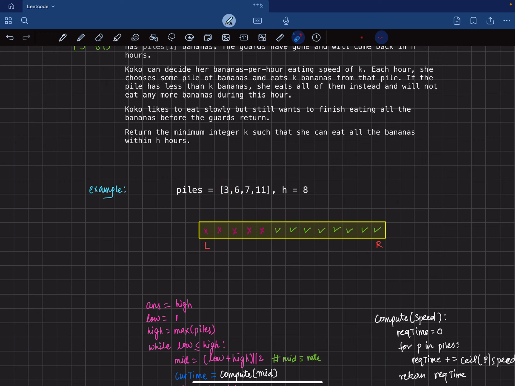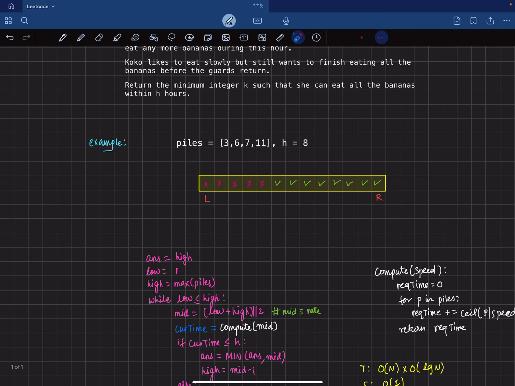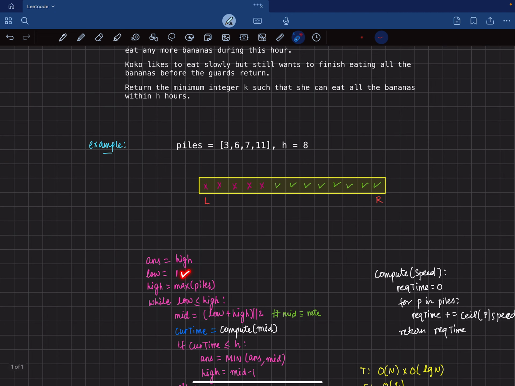If her eating speed is 11 bananas per hour, which is the highest in this case. So in some sense, essentially what we have done is we have set a boundary for our eating speed, where the lowest eating speed she can have is 1, and the highest eating speed she can have is 11 for this specific case.